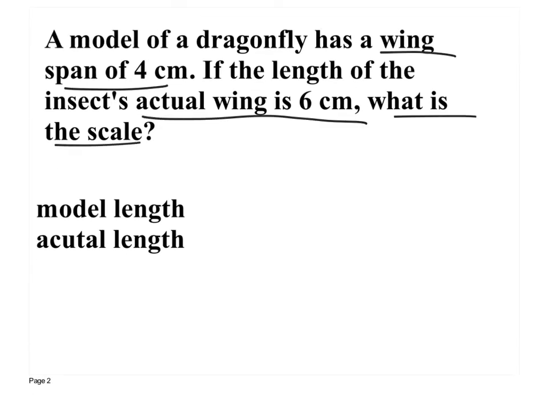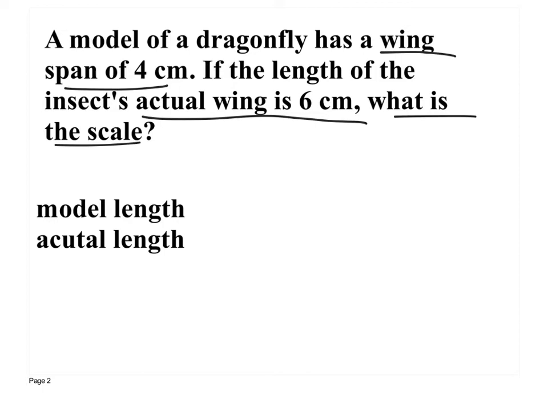So you're going to see some word problems today, like this one. It says a model of a dragonfly has a wingspan of 4 centimeters. If the length of the insect's actual wing is 6 centimeters, what is the scale? So it's asking what is the scale, and the scale is always a ratio of 1 to a different number. They don't always have to be the same units. We'll talk about later where they are, but in this case, they don't have to be.